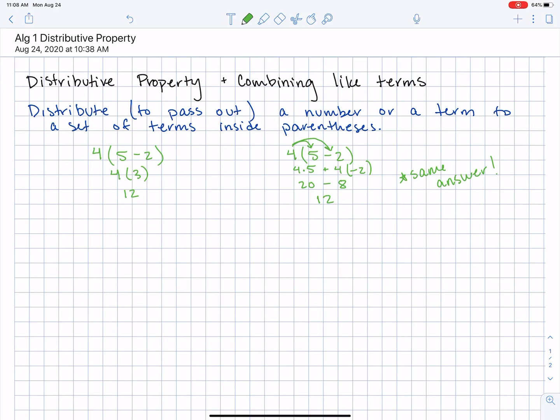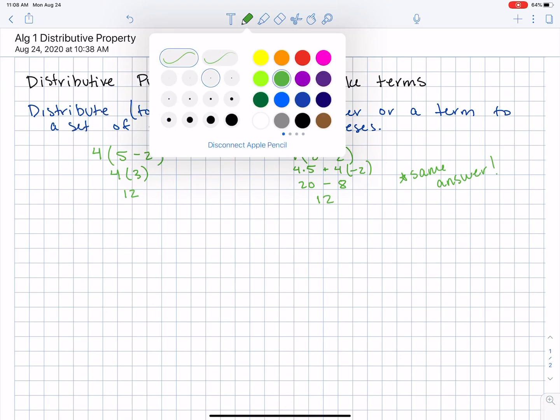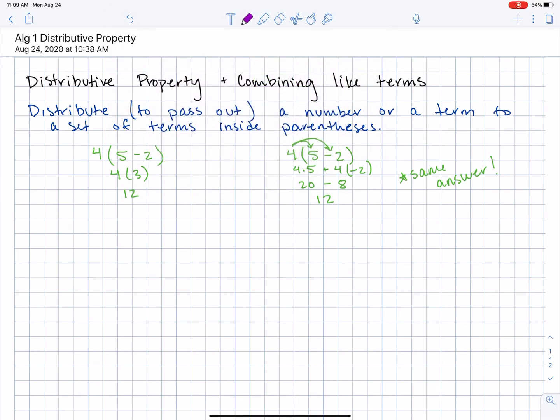As a reminder, with these video notes, you want to make sure that you are writing everything down, and feel free to pause it at any time. Okay, so these are the basics of our distributive property. Now let's jump right away into some examples.